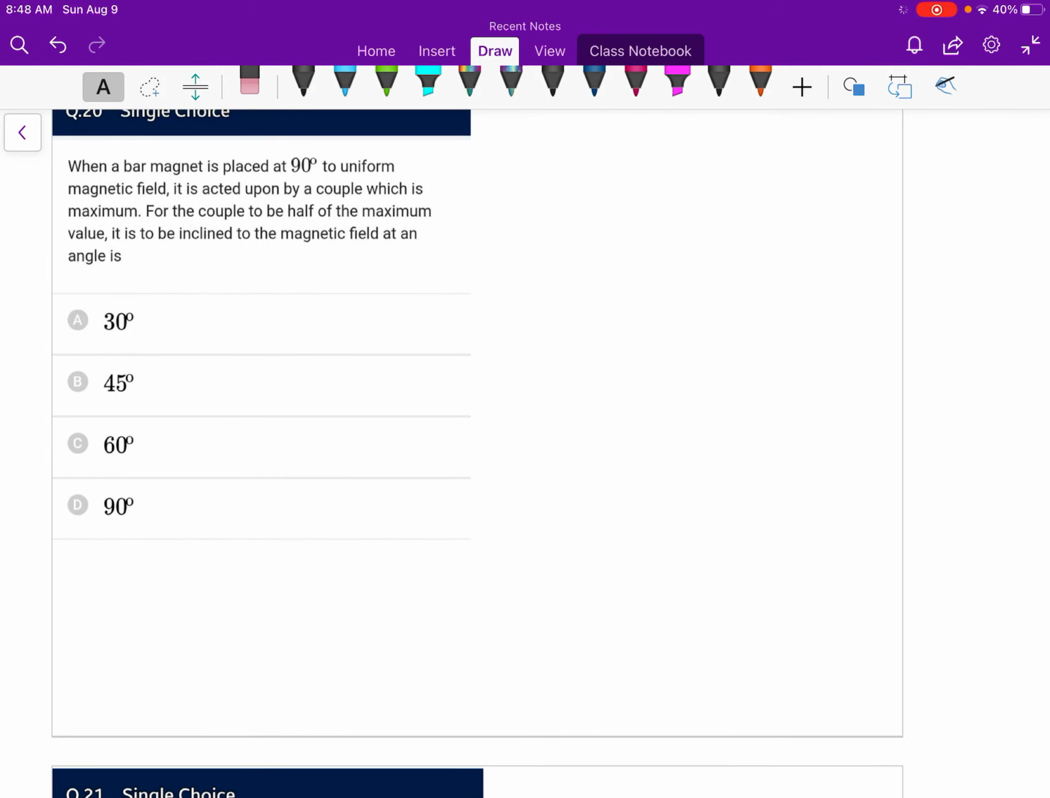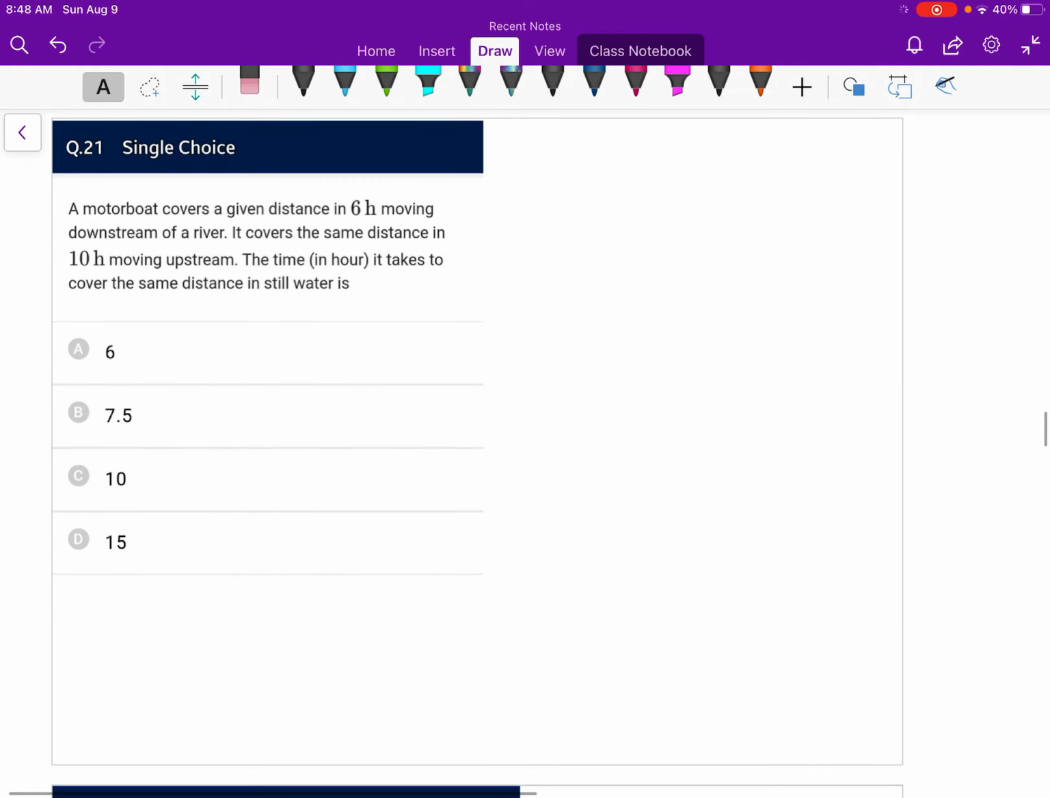When a bar magnet is placed at 90 degrees to a uniform magnetic field, it is acted upon by a couple which is maximum. We know the couple, or torque, is mB sin theta. At 90 degrees, torque is maximum. For the couple to be half of the maximum, we want torque to be mB by 2, which is equal to mB sin theta. So theta is 30 degrees, as sin theta is half. So the magnet is to be inclined to the magnetic field at an angle of 30 degrees.